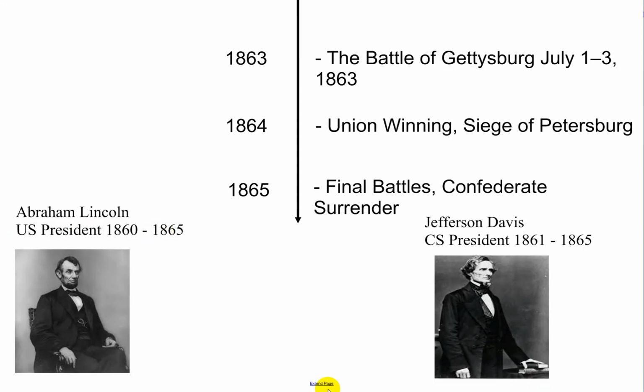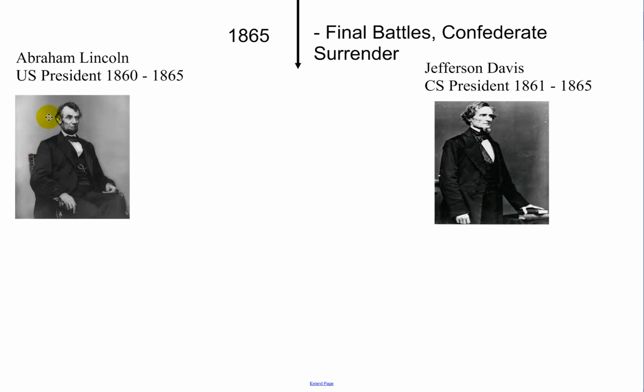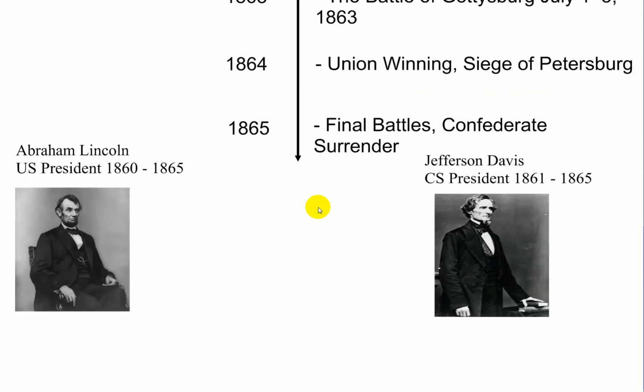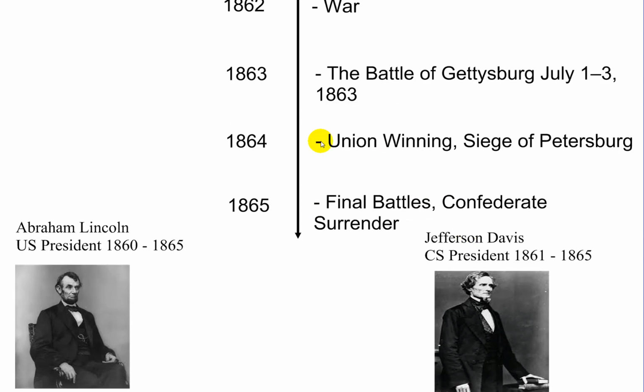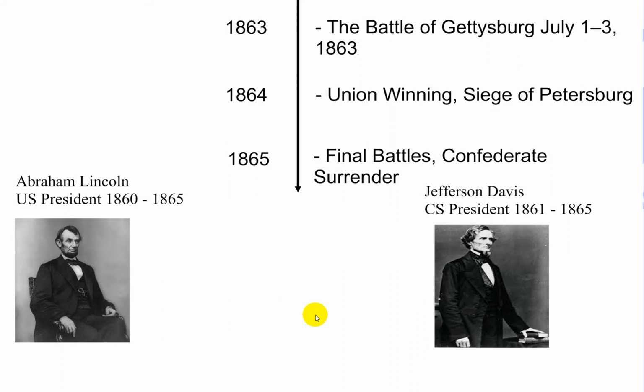So we have two persons here. We have Abraham Lincoln, who was the U.S. president during the American Civil War from 1860 to 1865. We have Jefferson Davis, who was the Confederate president from 1861 to 1865. So these are some of the persons and some of the big events you are going to be learning about.